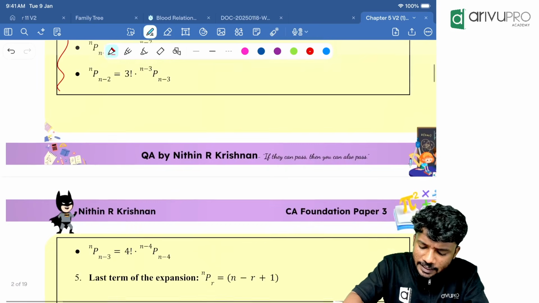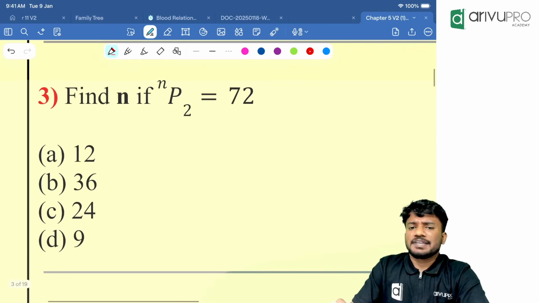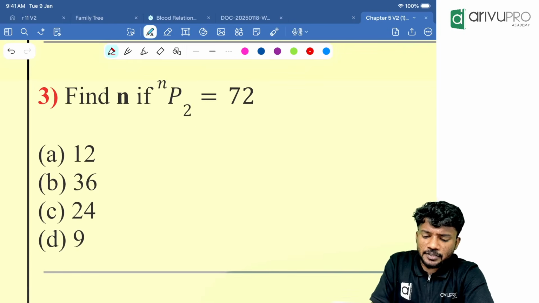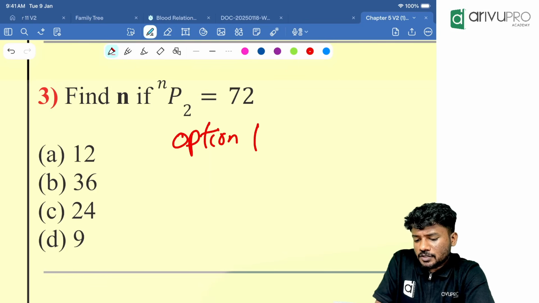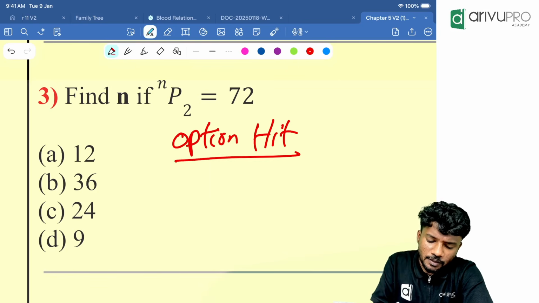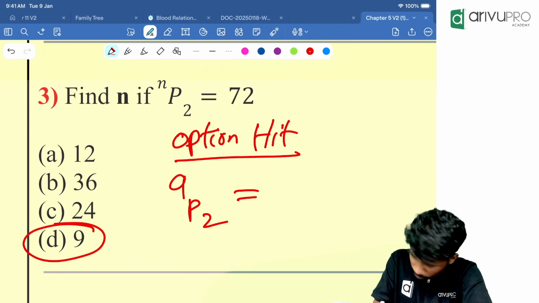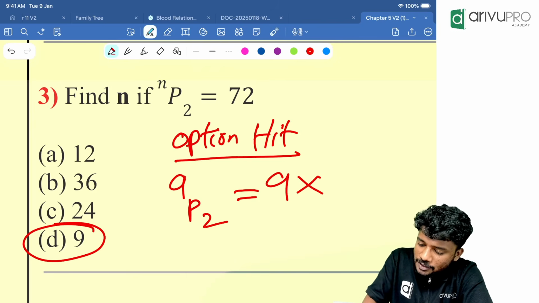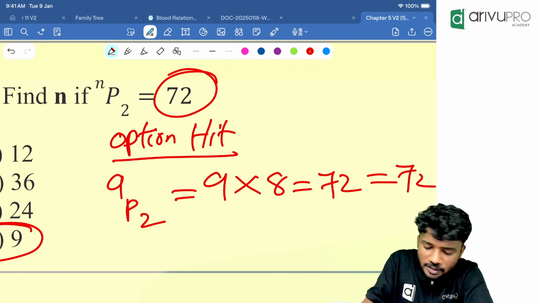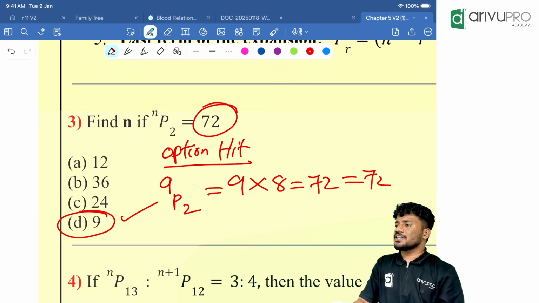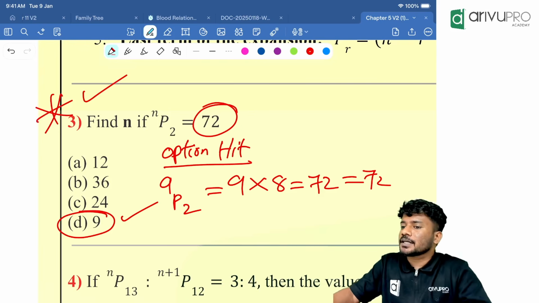Okay, now I will take you to the first question. Find n if nP2 is equal to 72. What is the easiest way of solving this? Option hit and get the answer. How to option hit? You will put in the options one by one. Go with option D, which will be 9P2, which is 9 into 8, which is 72, our required answer. That means we found the answer: n is equal to 9.